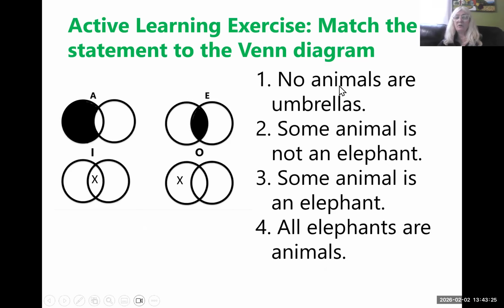Now I want you to match the statement to the Venn diagram. So number 1, no animals are umbrellas. Number 2, some animal is not an elephant. Number 3, some animal is an elephant. And number 4, all elephants are animals.